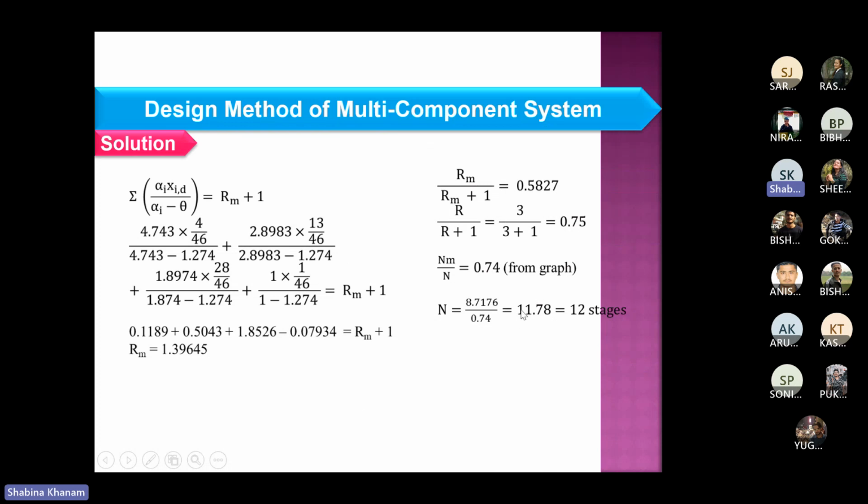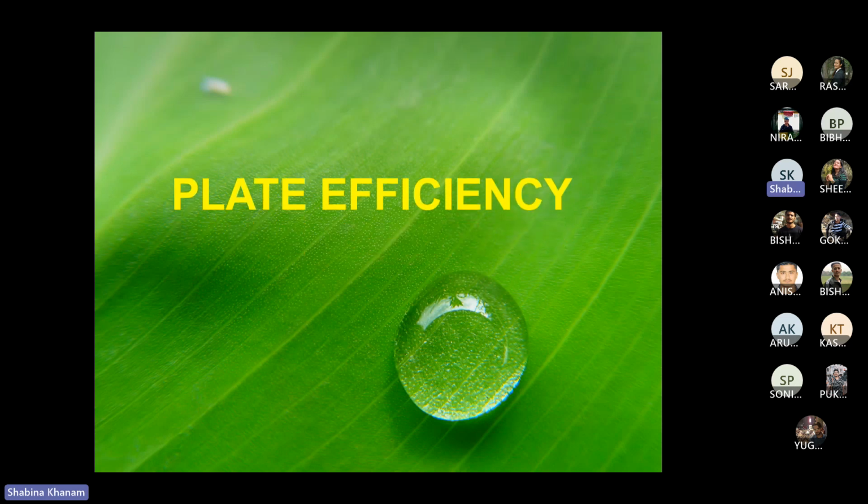It's not complicated, and once you do this you can calculate the number of trays, and then you have to round up the number of trays to get the actual number of trays. So in this way you can consider the Erbar-Maddox method to find out the number of trays. So for a multi-component system, the number of trays we can find using the Hengstebeck method as well as the Erbar-Maddox method, you can use either. And now we will proceed towards another topic, and that is plate efficiency.